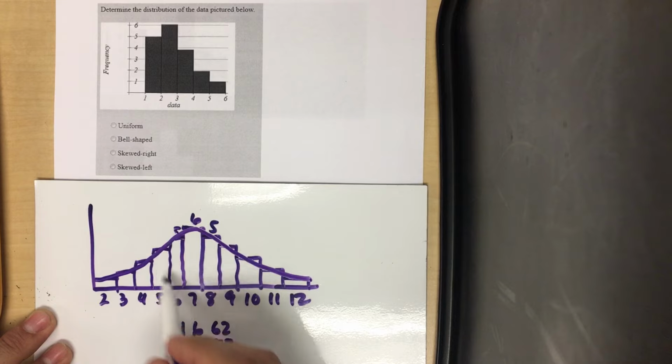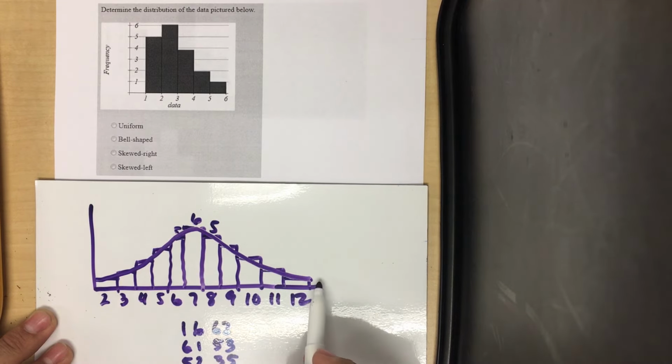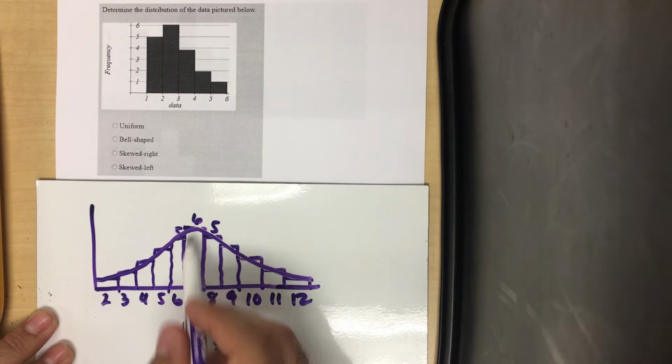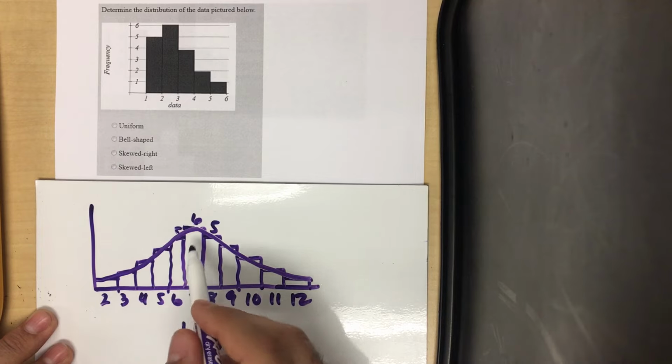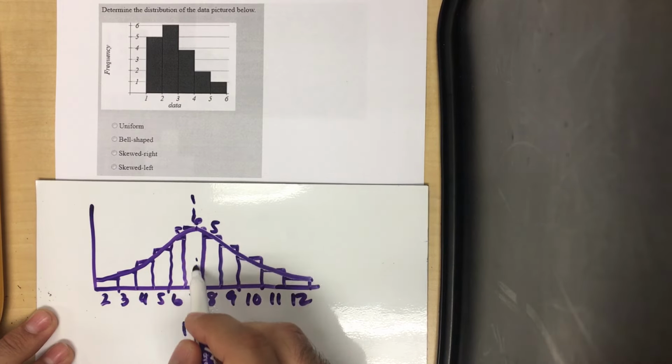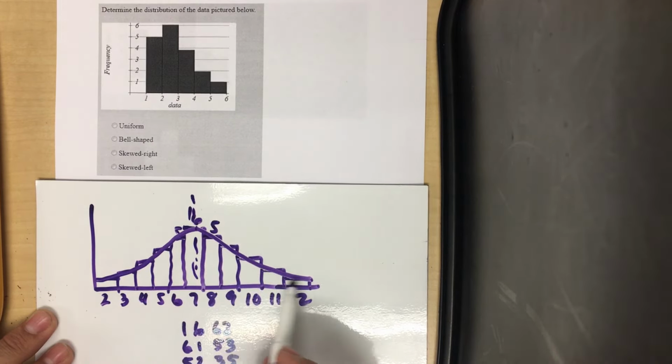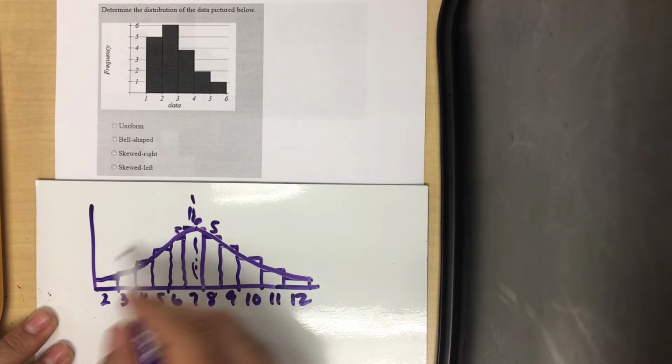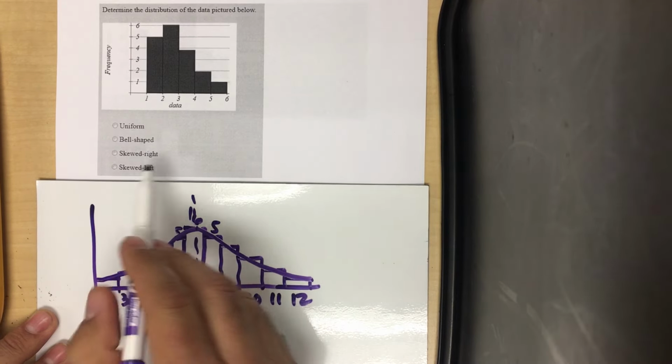So you've got a lot of data here in the middle, and then not a lot of data out in the tails. And it has this nice symmetric distribution where you can split it in half, and you can fold this half of the data onto that. So this would be roughly bell-shaped.